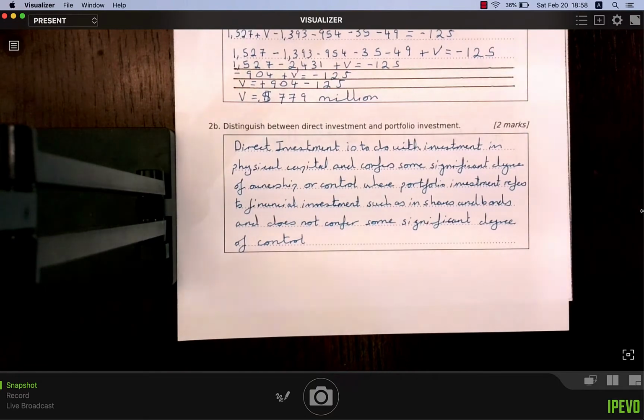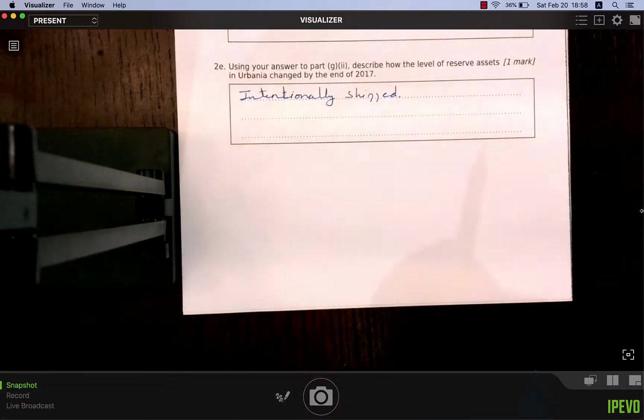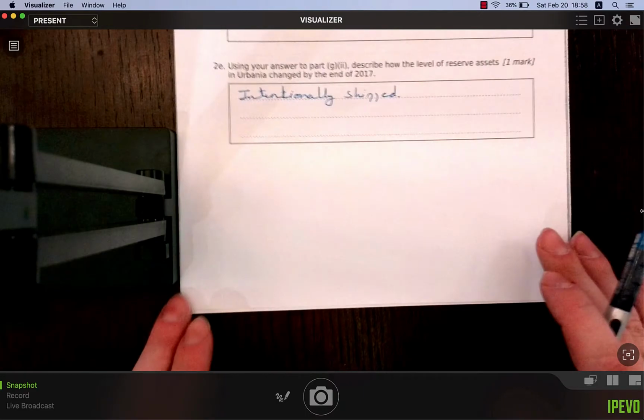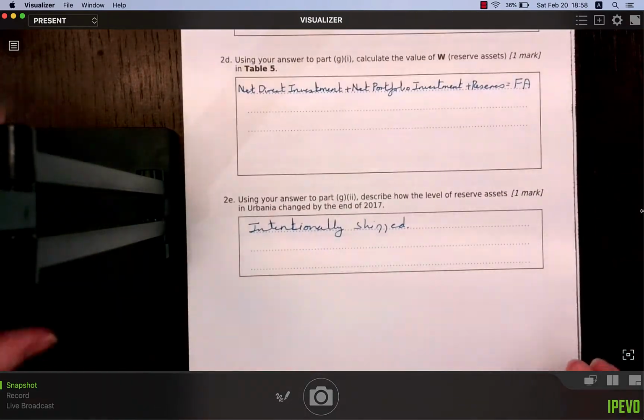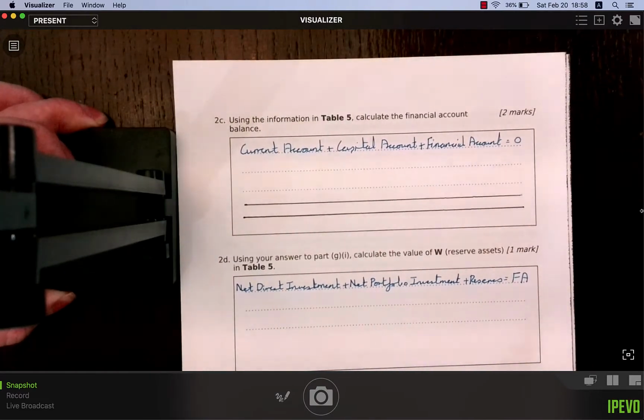So portfolio investment refers to financial investment, such as shares, I said stocks, or bonds. A share is a part ownership of the company and does not confer a significant degree of control. And as I said, I certainly would not have a significant degree of control if I bought one share in Ford Motor Company. However, it would be part of the financial account.